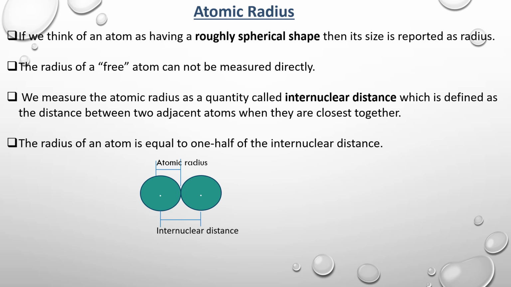Atomic radius. If we think of an atom as having a roughly spherical shape, then its size is reported as a radius. The radius of a free atom cannot be measured directly. We measure the atomic radius as a quantity called internuclear distance, which is defined as the distance between two adjacent atoms when they are closest together. The radius of an atom is equal to 1/2 of the internuclear distance.